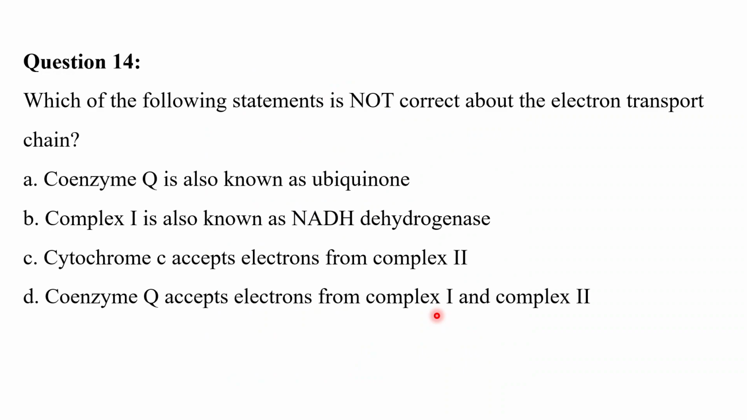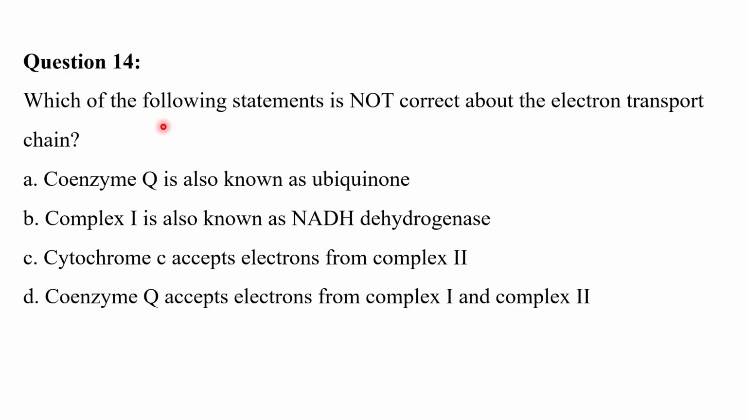So moving to the next question. Which of the following statements is not correct about the electron transport chain? We have seen the electron transport chain now, so we should be able to answer this. Coenzyme Q is also known as ubiquinone. Complex 1 is also known as NADH dehydrogenase. Cytochrome C accepts electrons from complex 2, and coenzyme Q accepts electrons from complex 1 and complex 3 both.